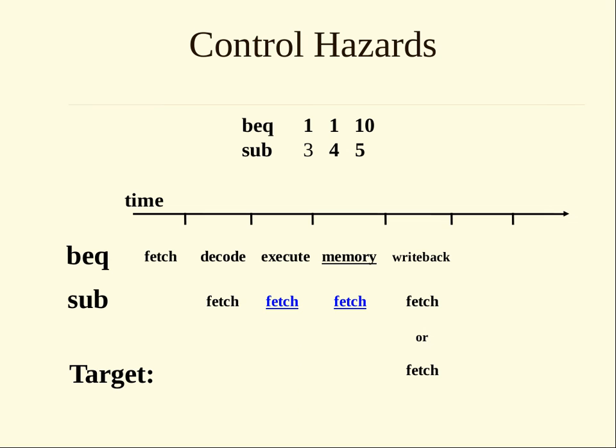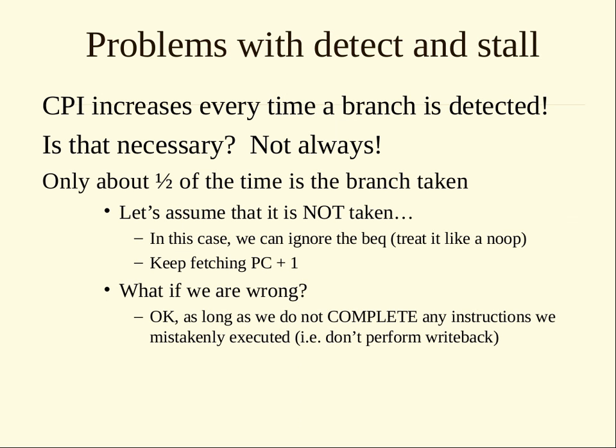One thing about the beauty of control hazards is it's branch if equal. Namely, you're either taking it or you're not taking it. So if you want 50% accuracy, what do you do? Guess. Right. So by just guessing one or the other, you're probably 50% correct, which is actually pretty significant for predicting, right? That's pretty good. About half of the time branch is taken, so if you assume that it's not taken, we ignore the branch if equal, treat it like a no-op, and keep fetching.